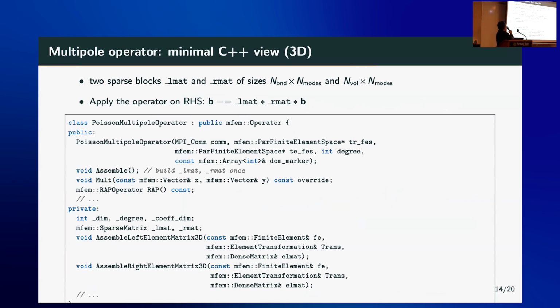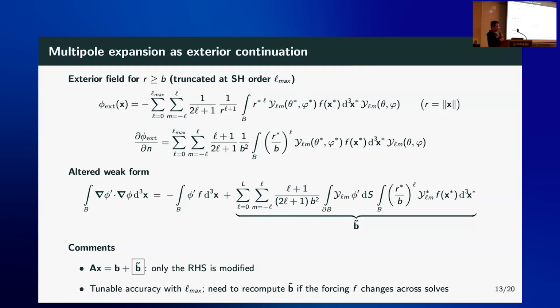And we also build a Poisson multipole operator class for it. It's a bit different because during this construction, we need to assemble a left element matrix and a right element matrix. This is because in the expression of this operator there are double integrals and they are multiplied together. So from this intuition, it should be more costly.